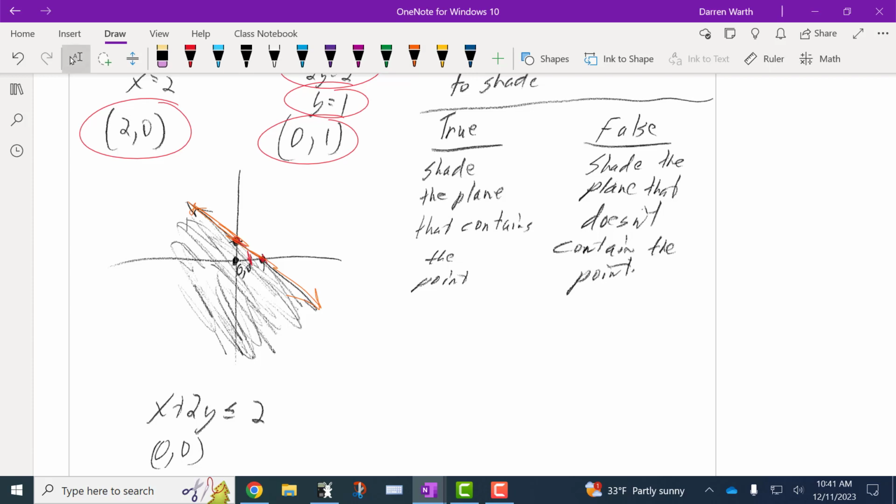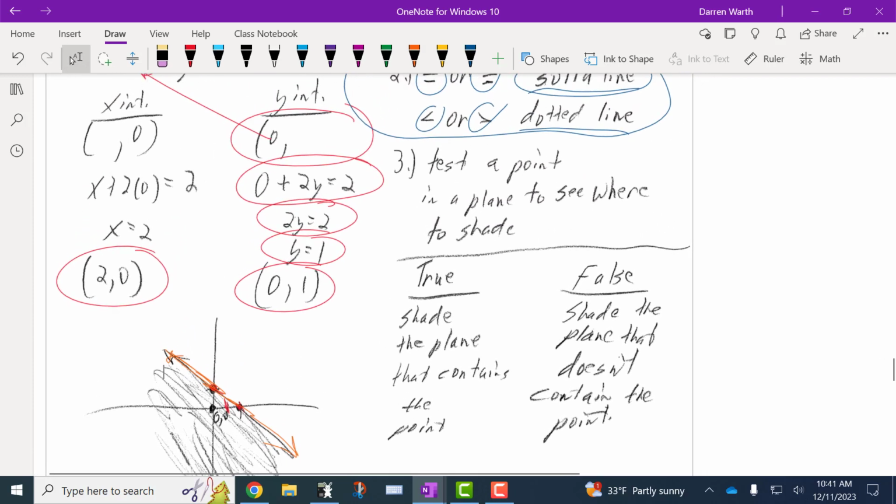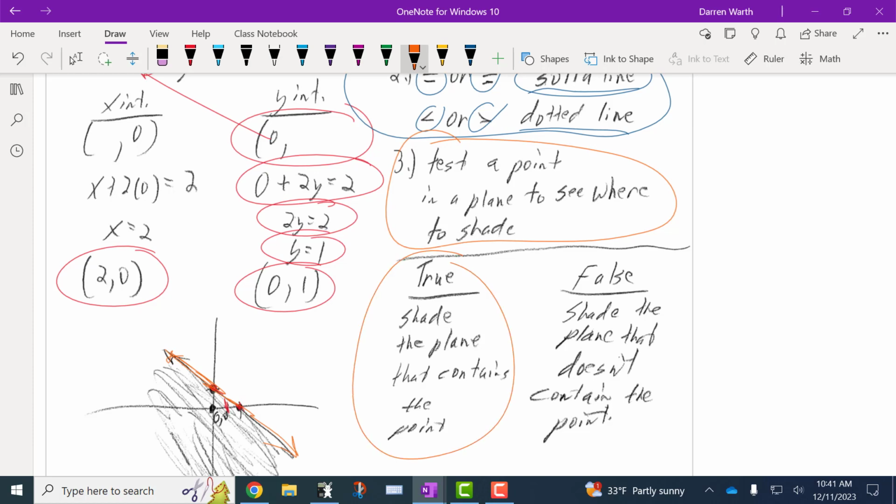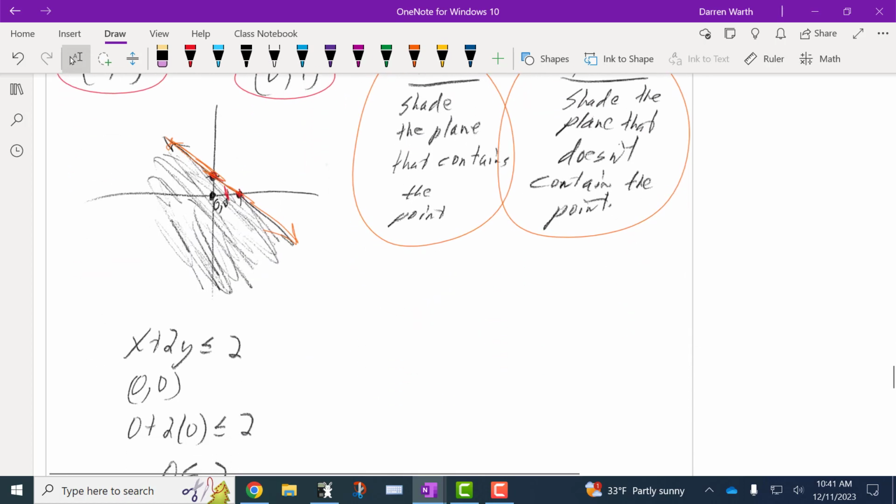Okay, now the last thing I have to do with an inequality is test a point to see where to shade. If it's a true statement when I test that point, I shade the plane that contains the point. If it's a false statement, I shade the plane that doesn't contain the point. So I substitute in this point right here, (0, 0), and test it.